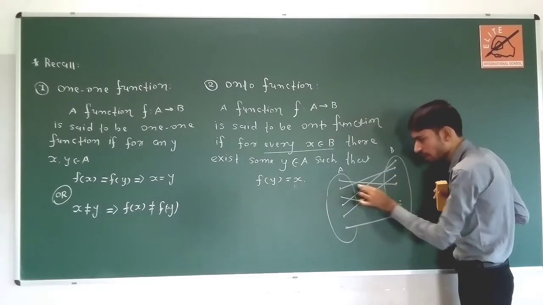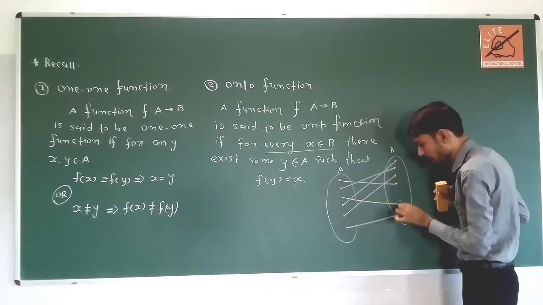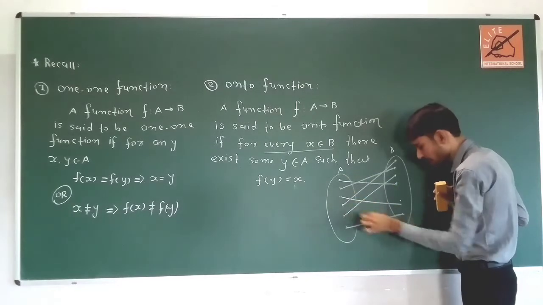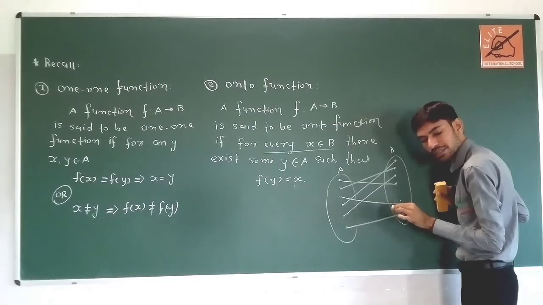Preimage of this one is the first element of set A, preimage of this is the third element, and preimage of this is the last element.